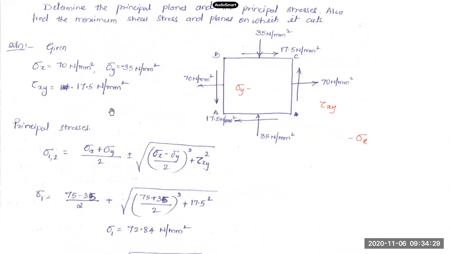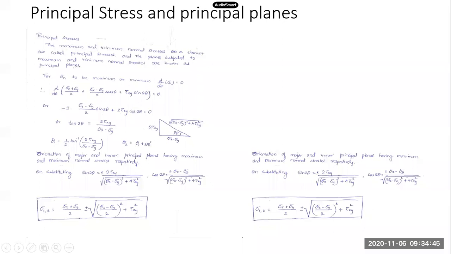Just now we came across this expression for principal stresses. The major and minor principal stresses, sigma 1 and sigma 2, are given by (sigma x plus sigma y)/2 plus or minus the root of ((sigma x minus sigma y)/2) the whole square plus tau xy the whole square. So this is what you have.